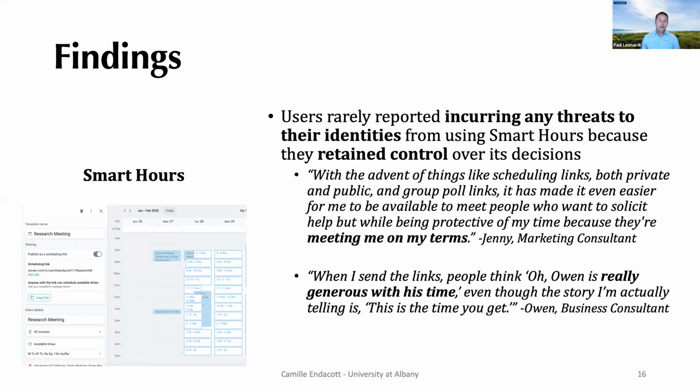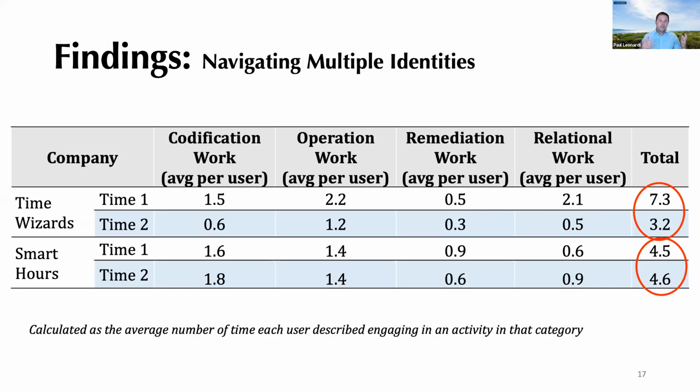When we looked over time at the number of mentions of these different kinds of work that were taking place, I just want to draw your attention to the far right here. We see that over time, many of the users at Time Wizards began to drop off on the number of times that they would engage in codification, operation, remediation, and relational work. As the struggle between their identities came to the fore, they made the concerted decision that it's not worth engaging in all of these extra work practices to try to make the tool work on their behalf, and they began to do many fewer of these practices, and subsequently couldn't use the tools very often in their work.